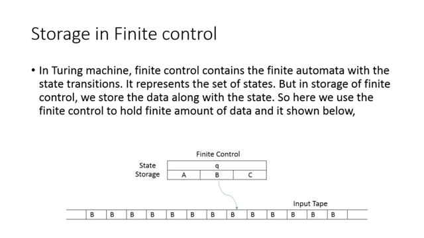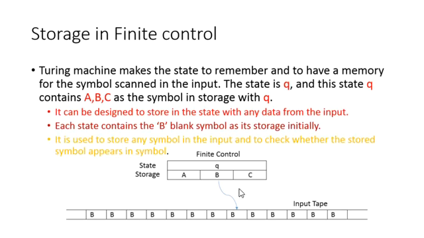So this type of Turing machine makes the state have a memory for a scanned symbol in the input. So the state is Q and contains the symbols A, B, C for the current state. So here this Turing machine can be designed to store the state along with any data from the input. Each and every state will be stored along with the data from the input, and each state contains a blank symbol as it is initially stored.